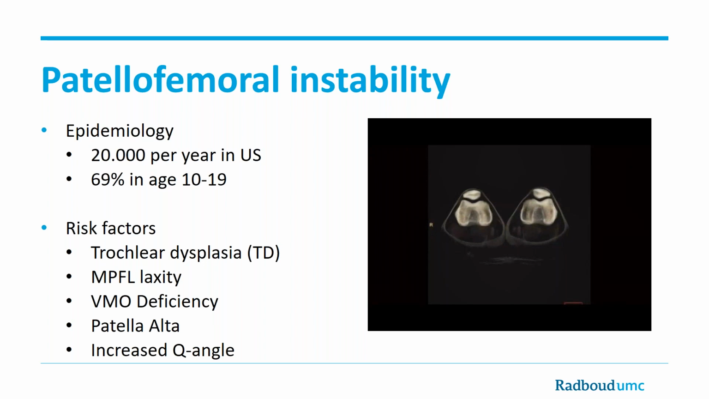Among the risk factors for patellofemoral instability, we found different factors which sometimes are associated. But one of the most important is trochlear dysplasia. Basically, the trochlea of the femur has an irregular shape, which favors the patella to subluxate. Among the other causes, we also find laxity of the medial patellofemoral ligament and muscle insufficiency.